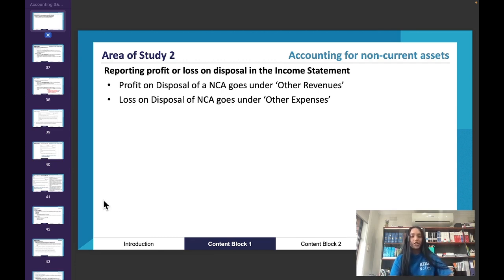And then after adjusted gross profit, it's any other revenues and any other expenses that were earned or incurred in that reporting period that impacted the trading of the business, the trading activities. So, if they've earned a discount revenue, if they've earned interest revenue, if they've earned a profit on disposal of a non-current asset, then that would go under other revenues. Other expenses: rent, electricity, loss on disposal of non-current asset, anything like that, depreciation as well.